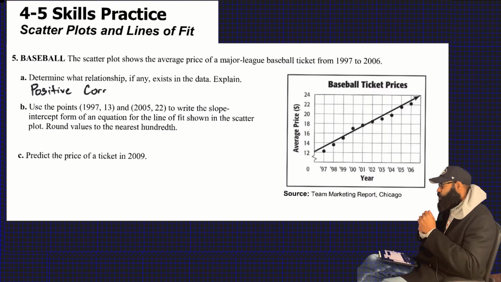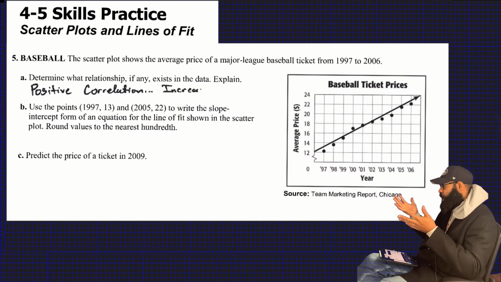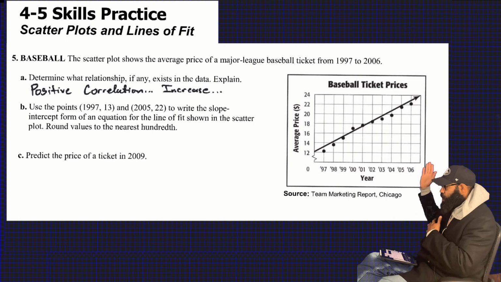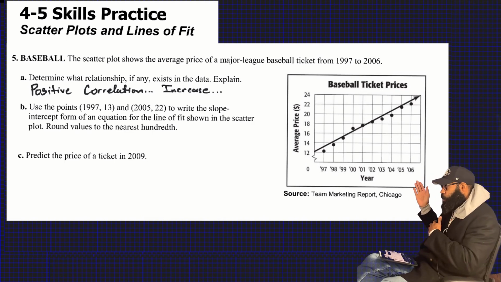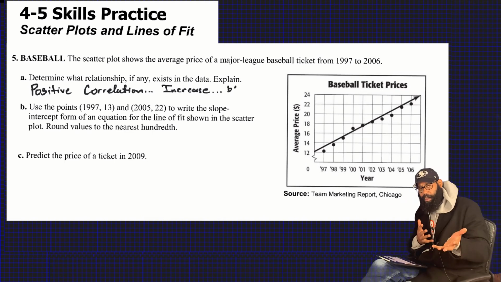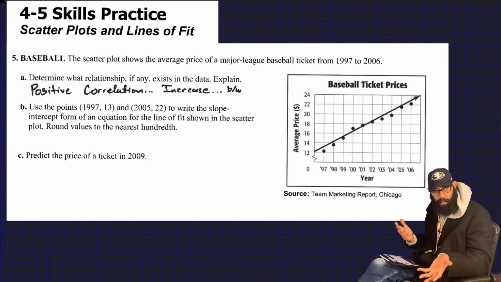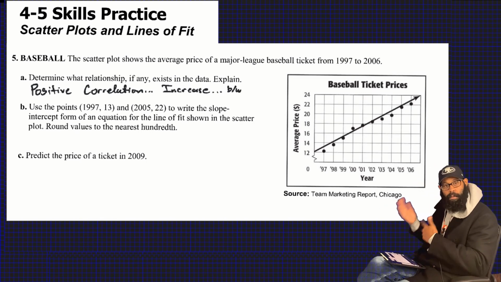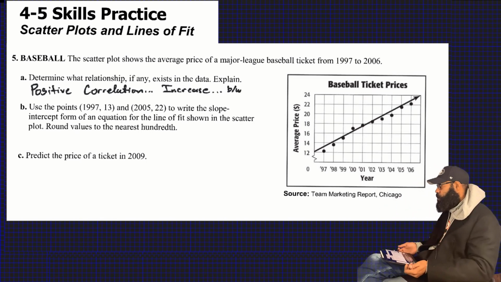But anyway, determine what relationship, if any, exists in the data. Explain. Well, positive correlation, guys. And you would agree because you see it's going up. It increases, right? It wants me to explain. Why would you say it's a positive correlation?